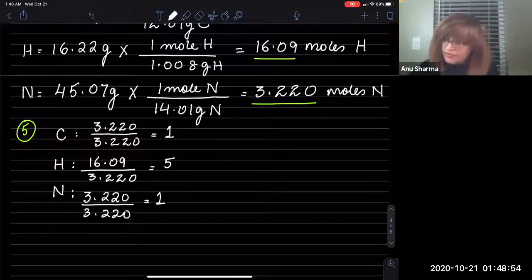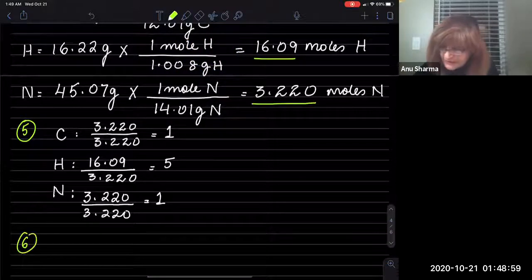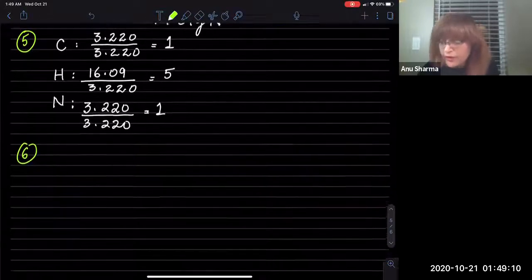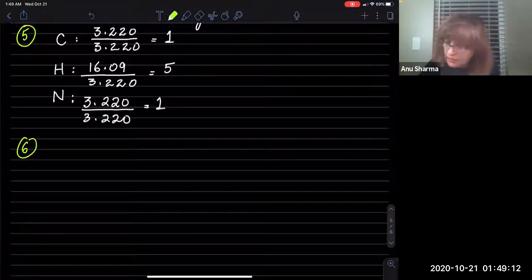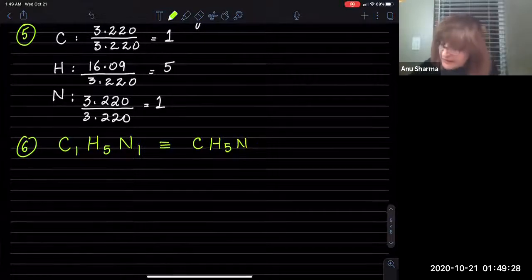Okay, so with that said, now we can write the empirical formula because all these numbers are whole numbers already. If they were not whole numbers, then we are going to multiply by some integer in order to make them whole numbers, or you can, if you know, round up a little bit. Okay, so here we have now C1H5N1, and you can also write this as CH5N. So this is the empirical formula.